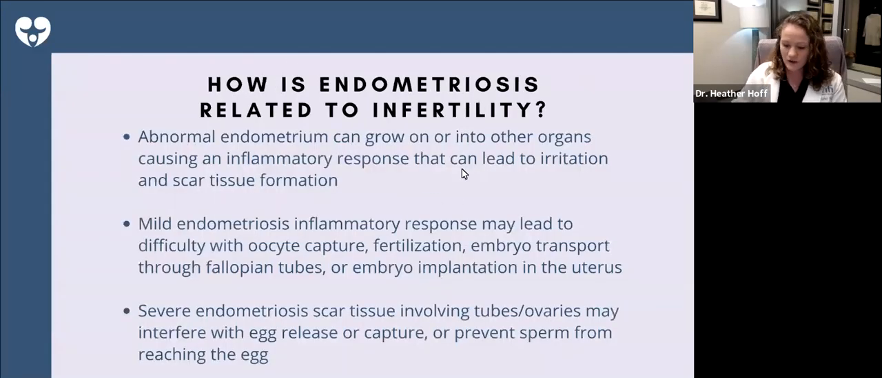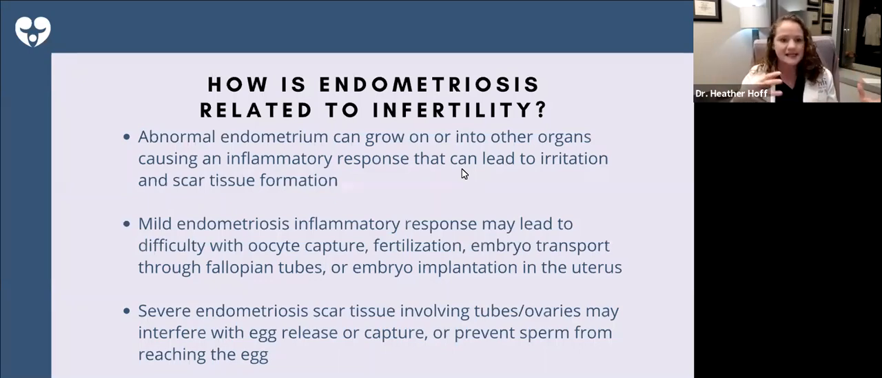Okay, so let's talk a little bit more about how endometriosis is related to infertility. As we said, one of the main complications of endometriosis is infertility. We do think that there's actually several mechanisms about how this happens. As we talked about, there can be an inflammatory response. And we actually think in the mild to moderate endometriosis that the inflammatory response may be a big factor.